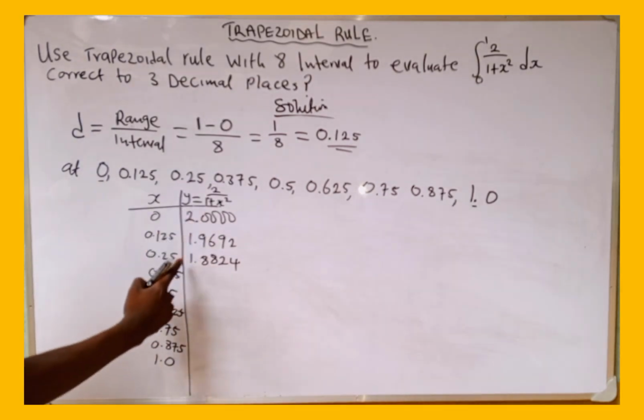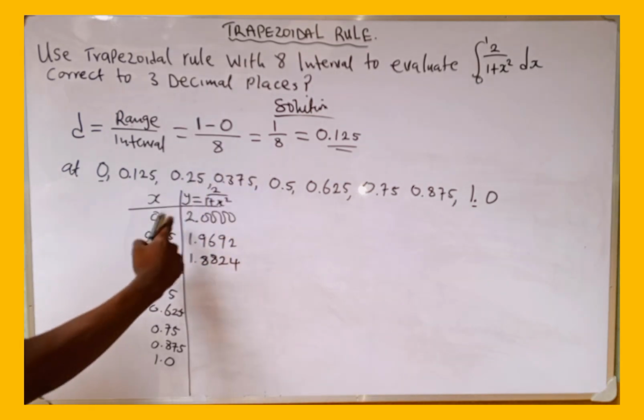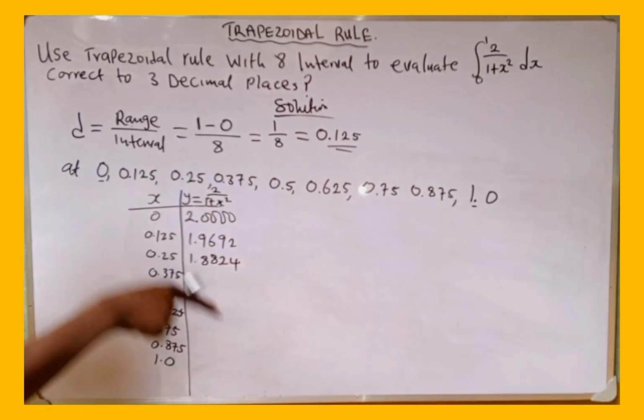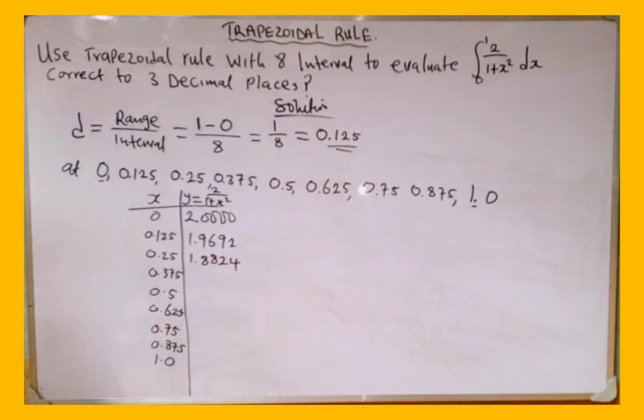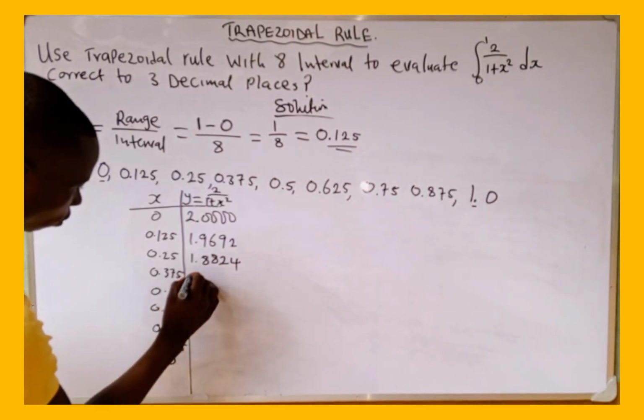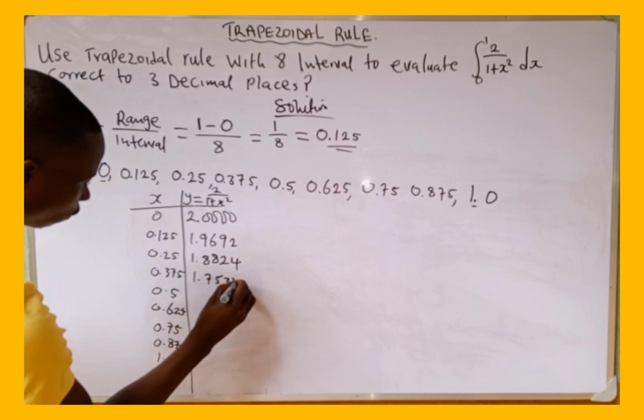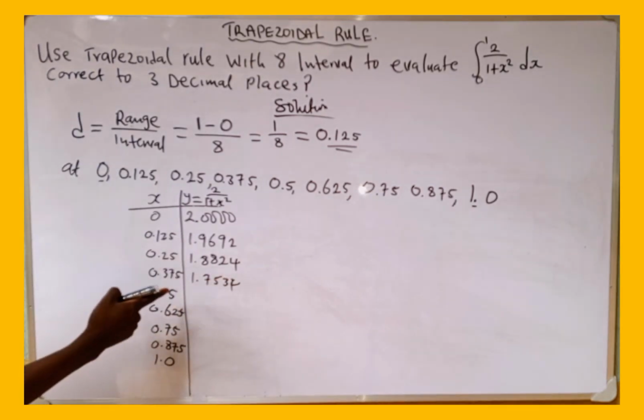So if you plug in 0.375 here, you square it, press equal to, 1 plus answer, you press equal to, then 2 divided by answer is going to give us what? 1.7534. So the next one is 0.5.